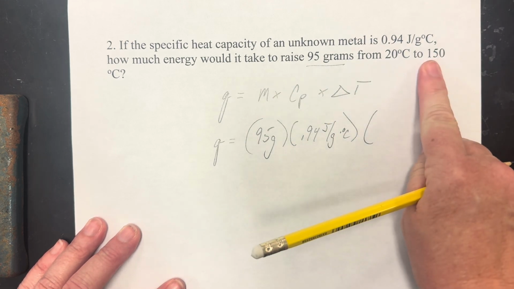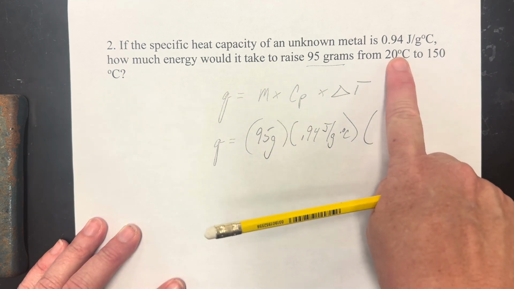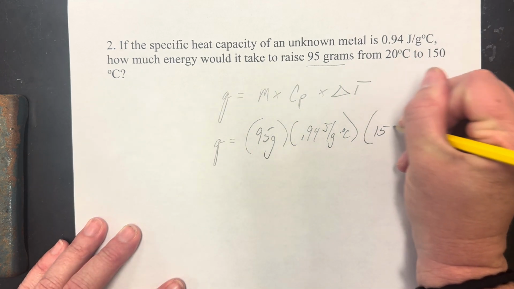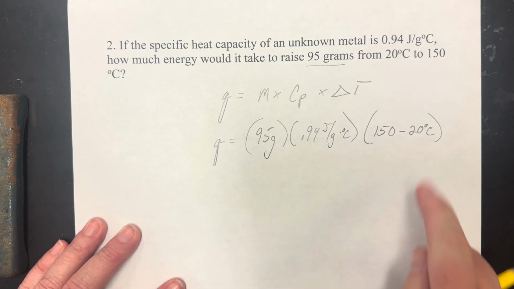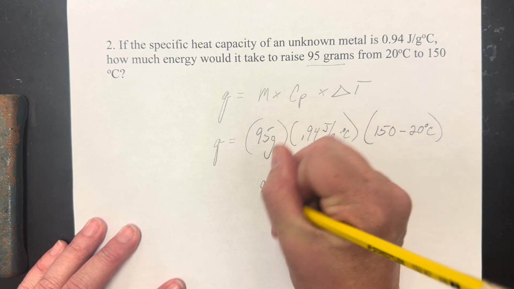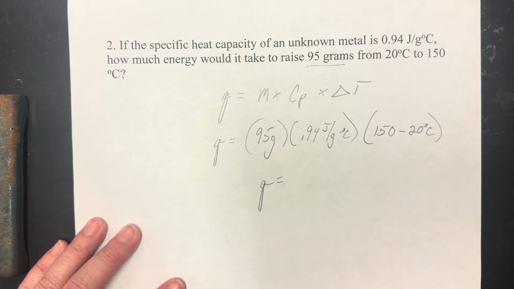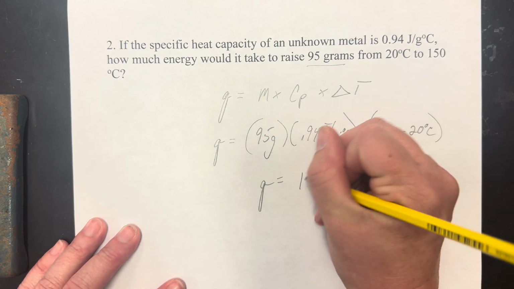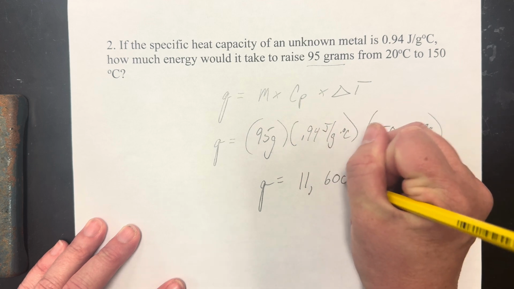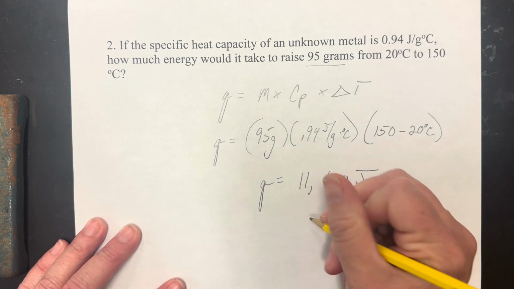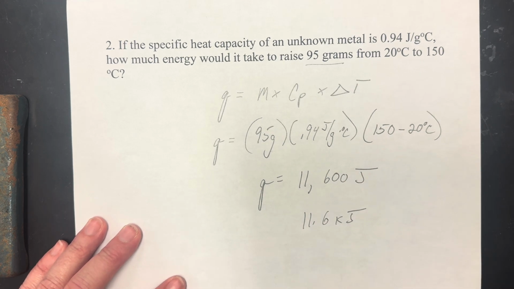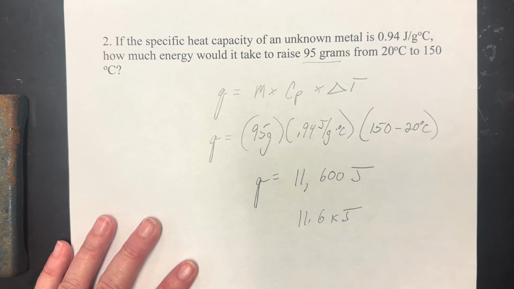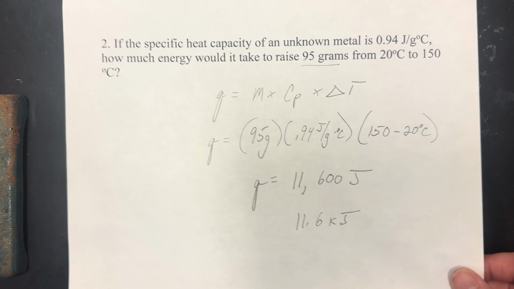And the delta T is, sorry, mine kind of went off the paper here. I went from 20 to 150. You want to make that delta T a positive number. So 150 minus 20. All right. You're just going to end up multiplying that all together. And you get a final answer of about 11,600 joules. You could certainly write 11.6 kilojoules if you'd like to. There's no reason to convert it, but if you did, that would be perfectly acceptable. Okay, so nice, very straightforward problem there.